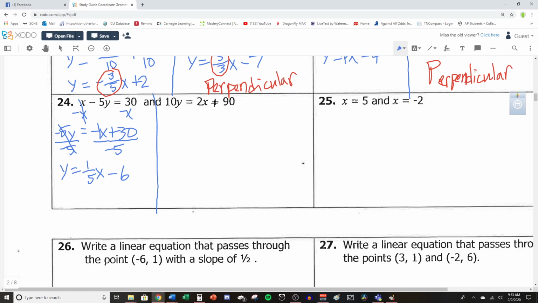Let's do this over here. You can see they already have the x on this side, so all I've got to do is divide by 10. This is going to go away. I get y equals 2 divided by 10 simplifies to 1/5 x. 90 over 10 is 9. We look at these right here. We can see that they're the same, so that means parallel.